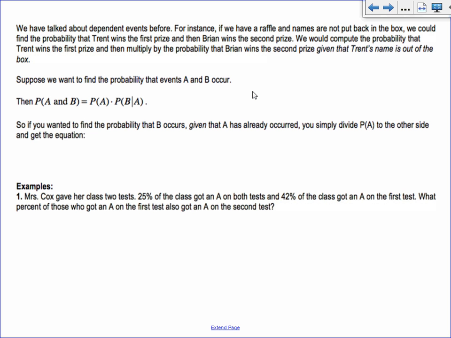So it says, suppose we want to find the probability that events A and B occur. If you want the probability that A and B both occur, you have to do the probability that A happens and then multiply by the probability of B given A. Remember when we talked about independent events, we could just say the probability that A and B happened was the probability of A times the probability of B. But now that we're talking about dependent events, we need to say given that A has already occurred. So it's a little bit different.